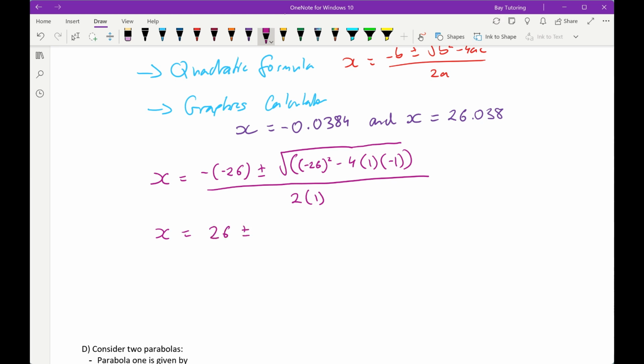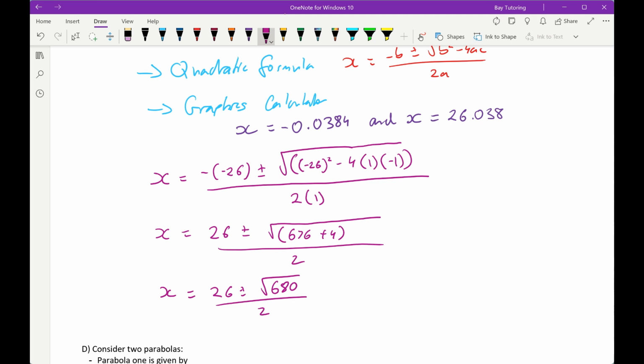Okay, let's simplify this a little bit. I like to simplify before I put it in the calculator, just so that what I'm entering in the calculator is a bit simpler and makes you a bit more confident that what you've got is correct. So 26 squared, or negative 26 squared, is 676, minus 4 times negative 1, which would be plus 4. That's all over 2. So x equals 26 plus or minus the square root of 680 over 2.